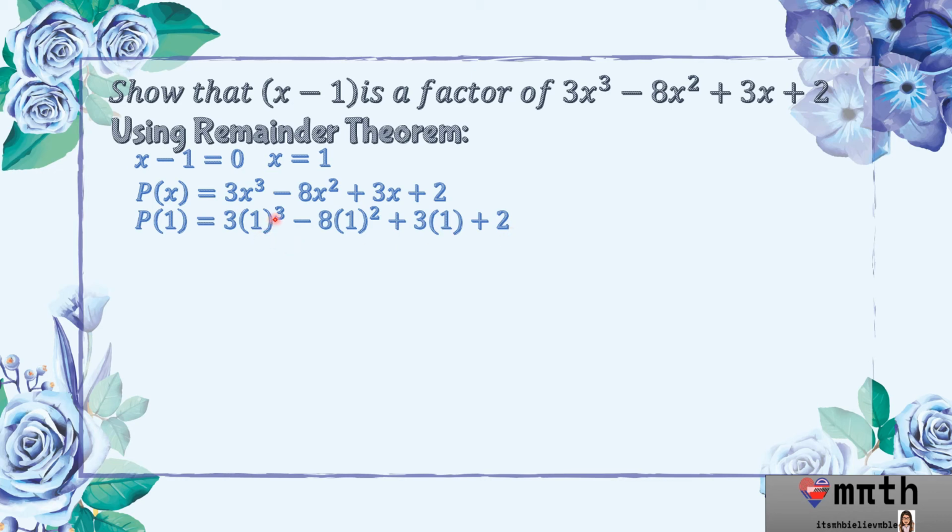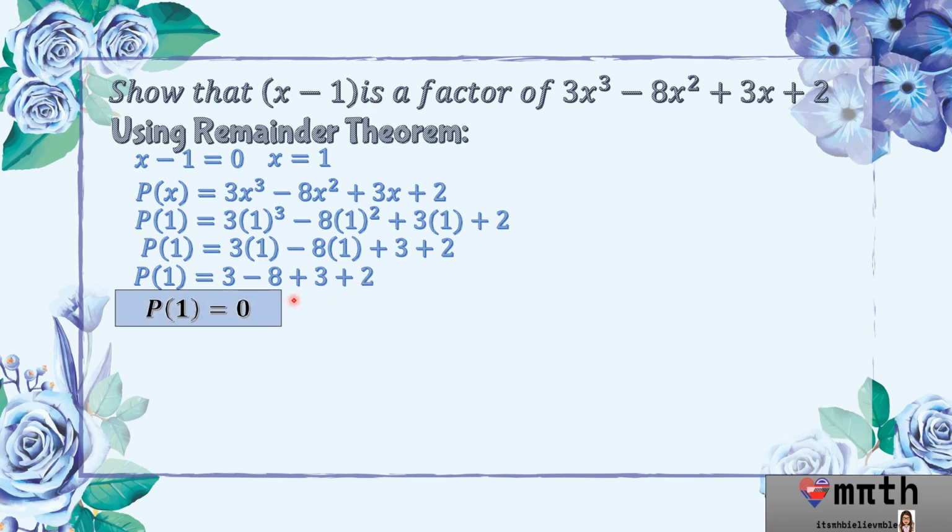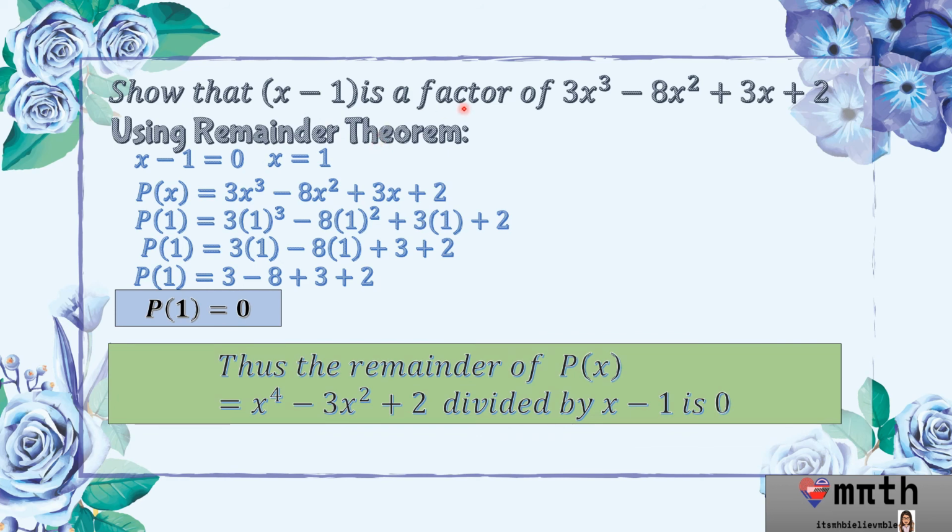Simplifying 1 raised to 3, that will be 1. 1 raised to 2, that will be 1 also. And 3 times 1 is 3. Then, 3 times 1 is 3. 8 times 1 rather is 8. But we have here negative, that would be negative 8. Then 3 minus 8, that is negative 5. Plus 3, that is negative 2. Plus 2, that will be equal to 0. So as you notice, we have here a remainder which is equal to 0. Now, we can see that x minus 1 is a factor of 3x raised to 3 minus 8x squared plus 3x plus 2.